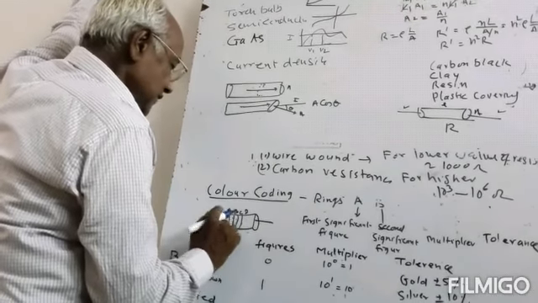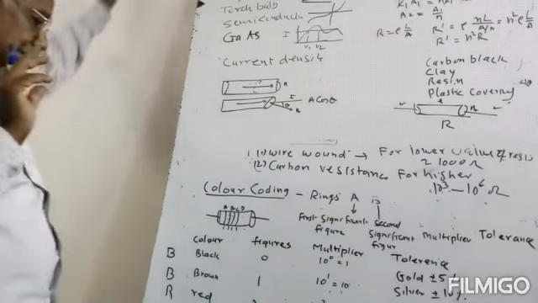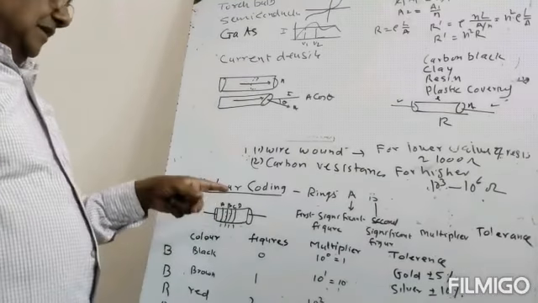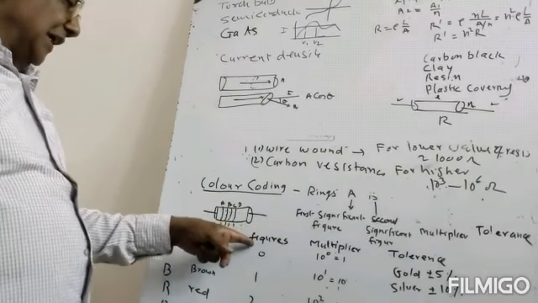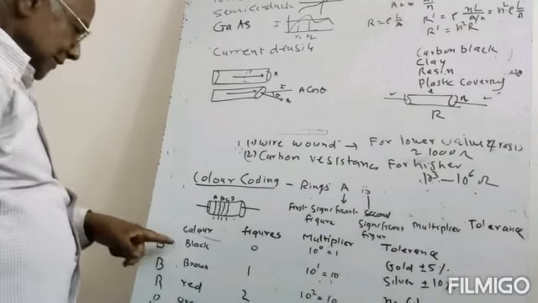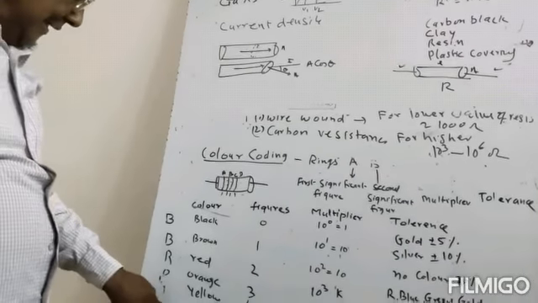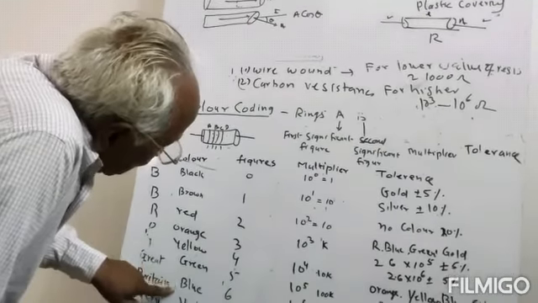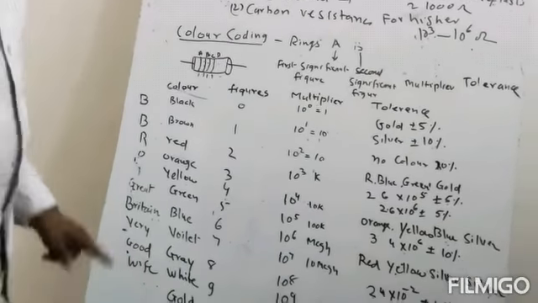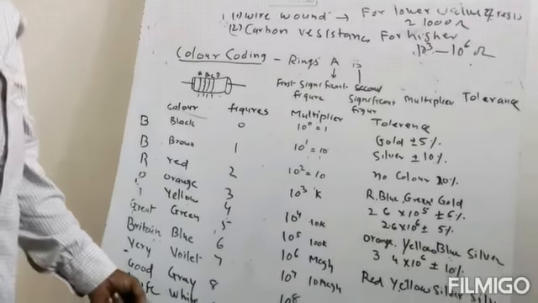The first A, B, C and D, there are 4 rings. Now the different rings' colors are given different figures or numbers. The colors are black, brown, red, orange, yellow, green, blue, violet, grey, white, gold and silver. The first color is black and the last is white.